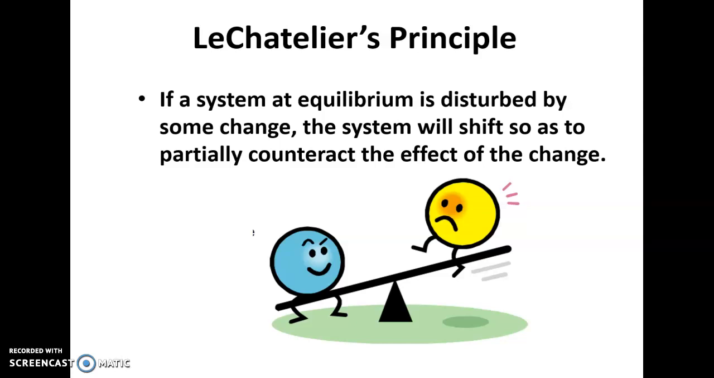First of all, this is called Le Chatelier's principle. It says that if the system is at equilibrium and it's disturbed by some sort of change, the system's going to shift so that it can partially counteract the effect of that change. So it wants to reestablish equilibrium. We used that teeter-totter analogy last year. We're going to use that again. That'll kind of help you figure out if you're going to shift forward or reverse so you can reestablish equilibrium.